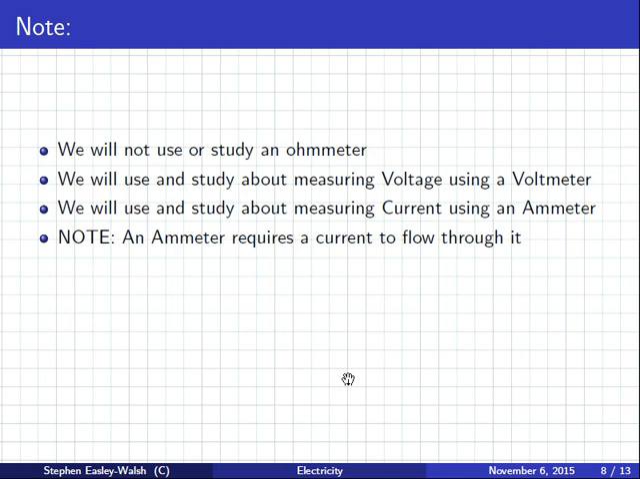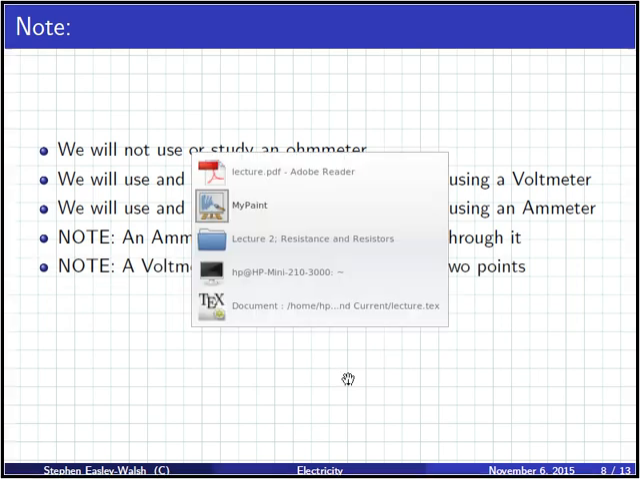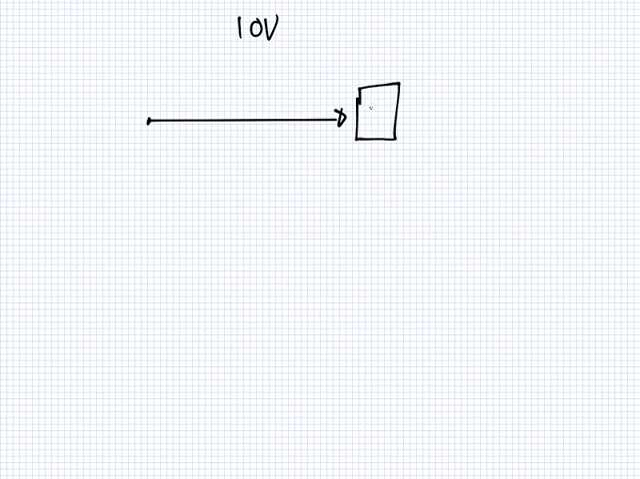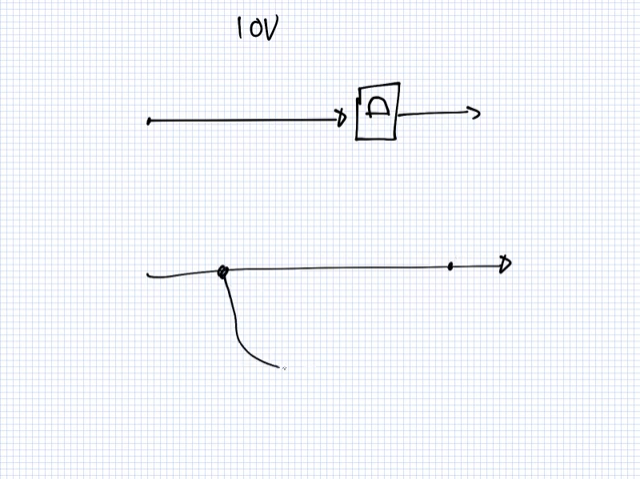Now this is important. An ammeter requires current to flow through it. A voltmeter measures the voltage between 2 points. What I mean by that is, if I want to measure the current, what I have to do is put the ammeter, let me draw the picture of it, in the flow. However, if I want to measure the voltage, I clip 2 wires around my current. I draw my voltmeter again. There's my voltmeter, that measures voltage, that measures current.